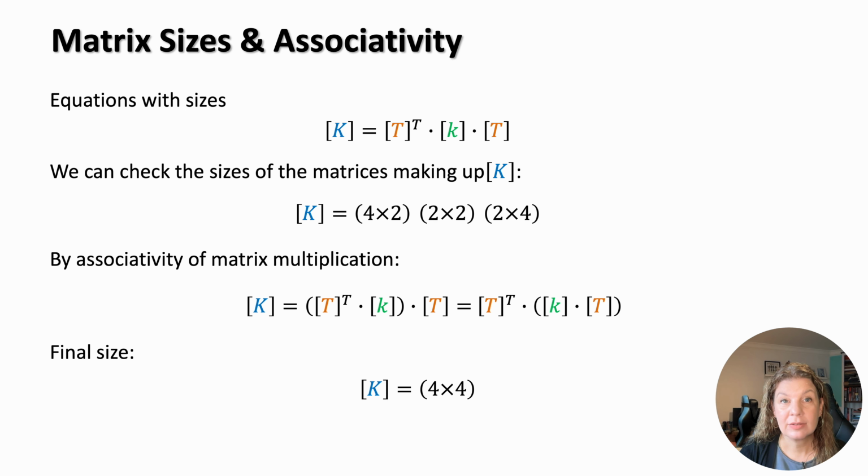Matrix multiplication is associative, meaning that we can group it either as T transpose times K, then times T, or as T transpose times K times T. But it is not commutative, so we cannot change the order. Either way, the end result is a 4x4 global stiffness matrix. And this makes sense because each truss element has two nodes and each node has two global degrees of freedom.